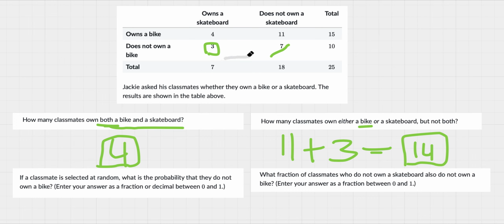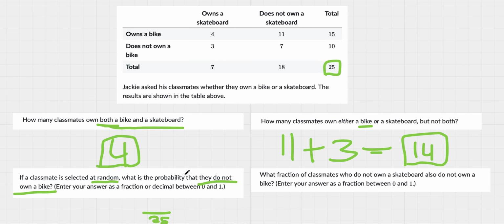Pretty basic, right? After explaining. Now let's move on to the third question. If a classmate is selected at random, keyword random, what is the probability that they do not own a bike? They do not own a bike, right? Looking at the table, we can tell that there are 25 total students in this class. 25. Let's put that right here. Pretty important number. Let's make a fraction of 25. Sorry for the smushed up name.